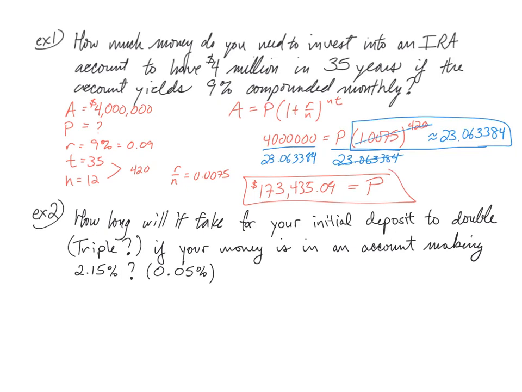And I like exercises like this. And, well, this is the answer. It's $173,435.09. That's what you need now to put into an account. Let it sit there for 35 years at 9% compounded monthly.